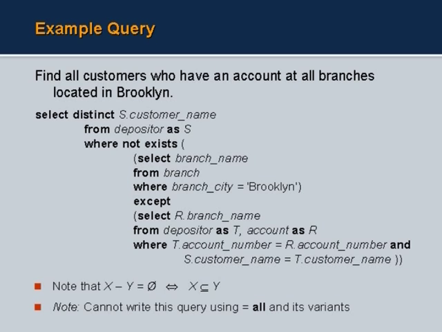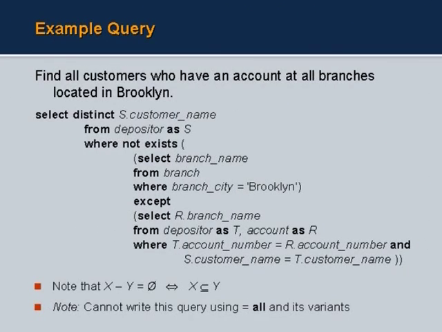So now note something interesting is happening. We said depositor as S. Then in this subquery, we are referring to S dot customer name. So we are saying S dot customer name equal to T dot customer name. T is the depositor tuple. So what is happening here? We are using a tuple variable from the outer level query. This is the outer level query, and this is called a nested query because it is nested inside that. So we are using a variable from the outer query in the inner query, the nested query. This kind of variable is called a correlation variable.